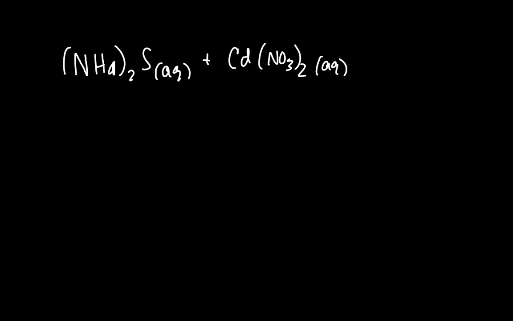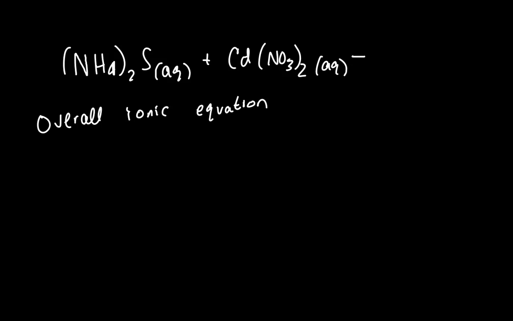Now, there's going to be two ways to write these equations. The first one, which I don't think I'm ever going to have you do because it's a complete waste of time in my opinion, and it doesn't really serve a purpose, but there's something called an overall ionic equation. And that is when you write out all of the ions separated. For anything that can be separated, you separate them.